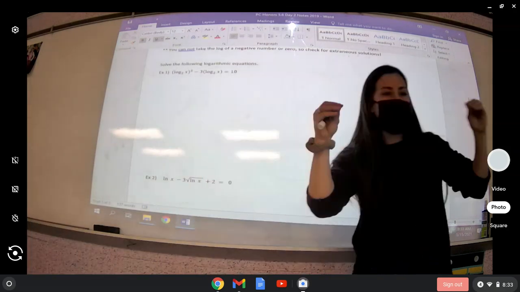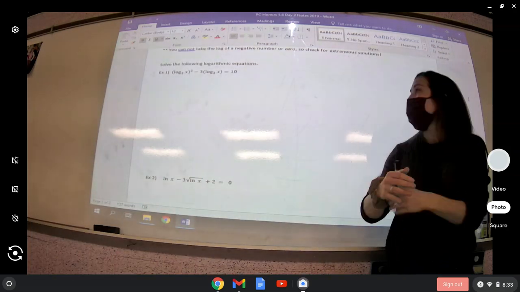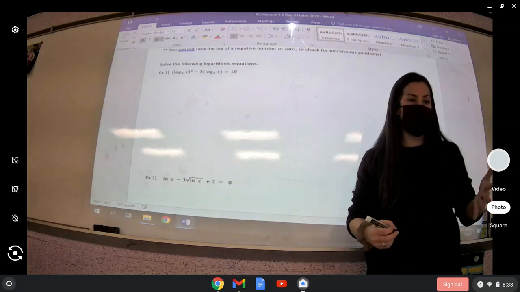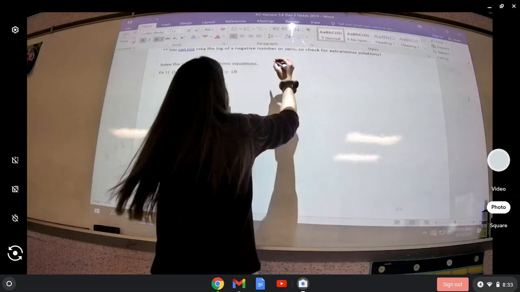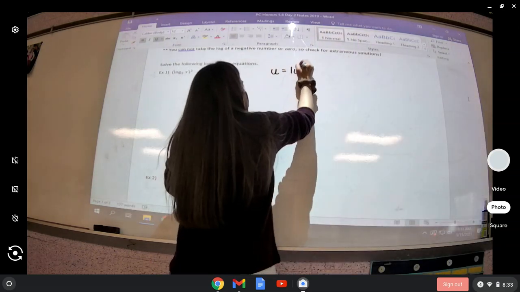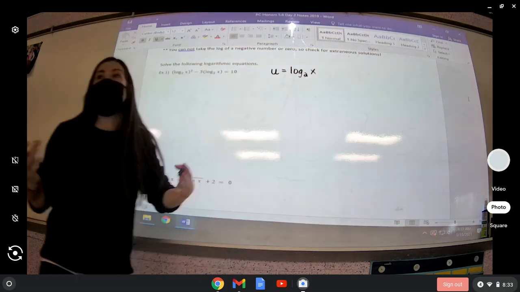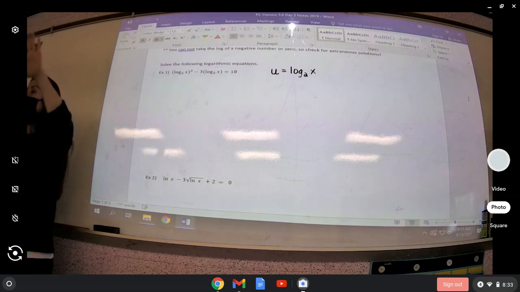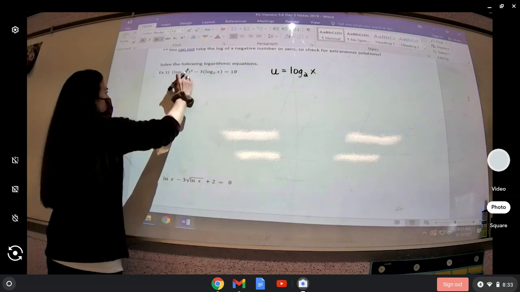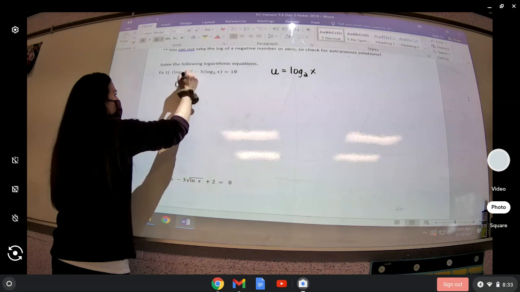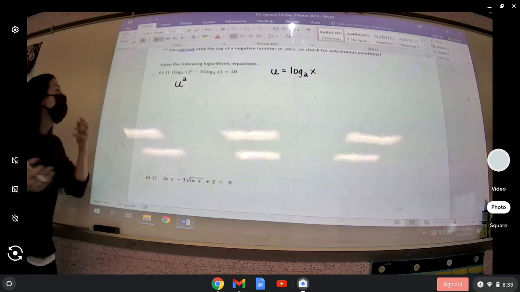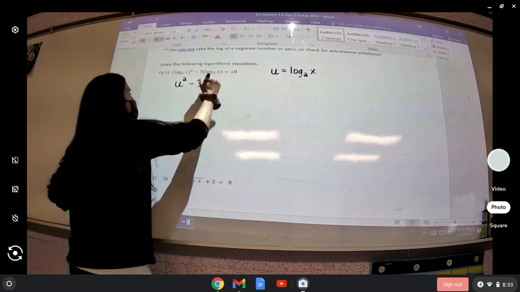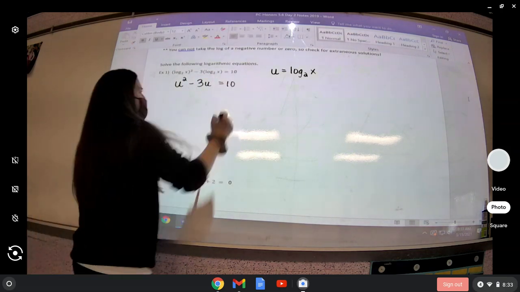So you see how you have this reoccurring log base 2 of x? I have it here and I have it here. So let's try a U substitution. Let's let U equal log base 2 of x, this reoccurring piece of the problem. So now everywhere you see a log base 2 of x in the problem, substitute a U. So instead of log base 2 of x squared, that's just going to be U squared, and then minus 3 times, not log base 2 of x, we're letting that be U, and then it equals 10.